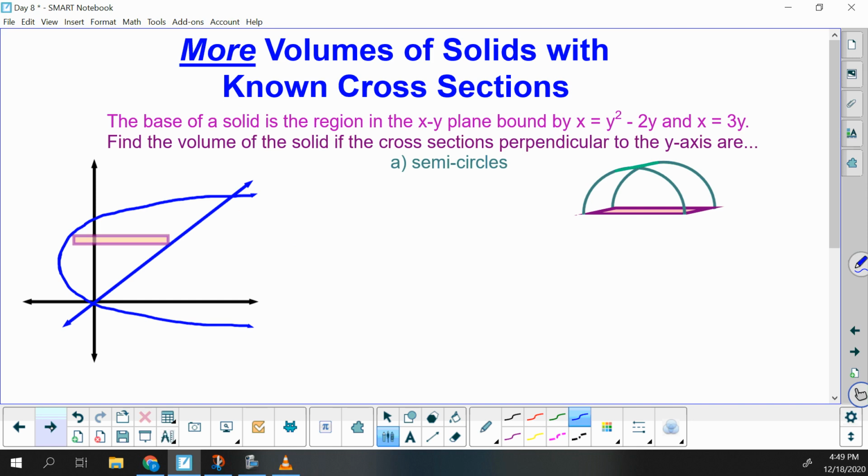All right, so we've got a region. We've got y squared minus 2y. That's that parabola opening to the right. We've got x equals 3y. That's the line there. And we're going to have cross sections that are cut perpendicular to the y-axis. So it's basically that rectangle there. And they're going to start out, they're going to be semicircles.